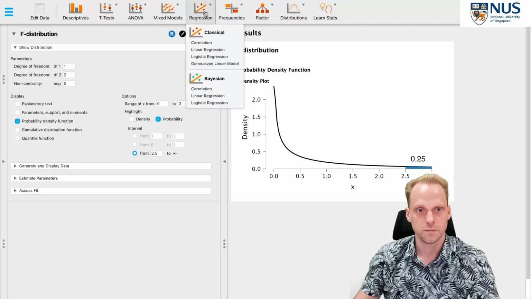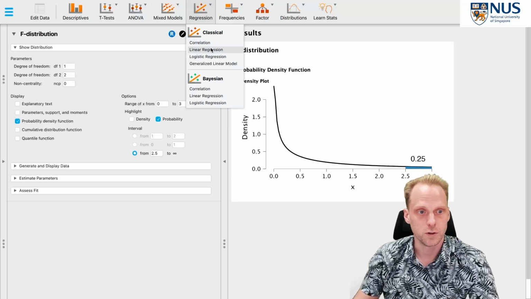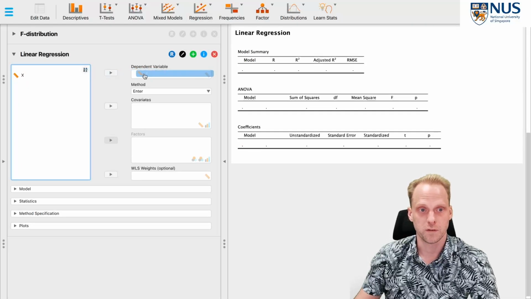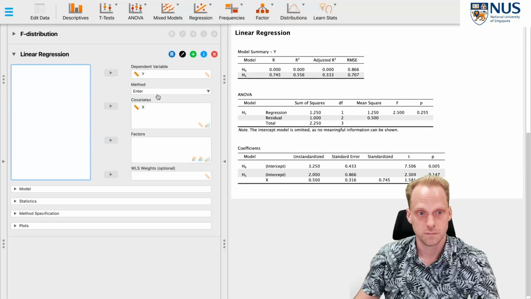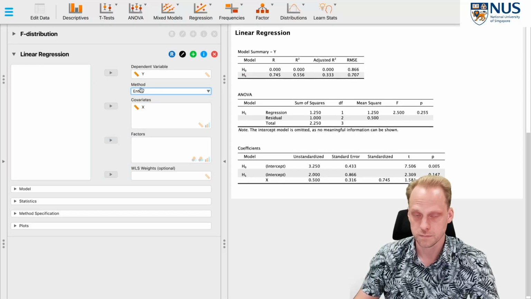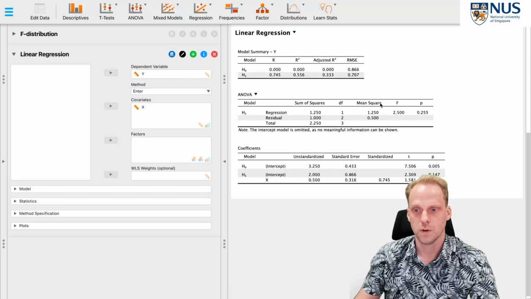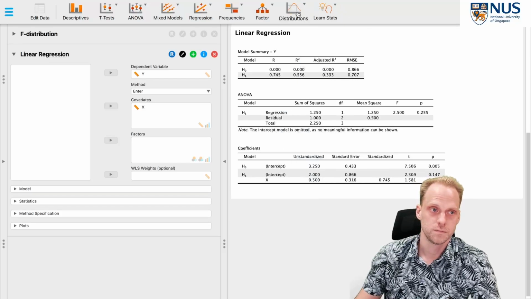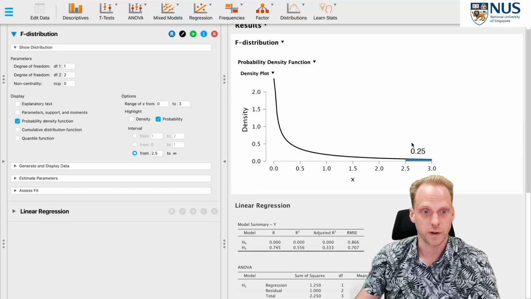So let's also look, if you actually do the regression analysis, which is what you would do instead of this, because you don't usually compute this by hand. Let's do linear regression. The dependent variable y and the covariate x. Method here we leave on enter, and we get a lot of information here. We get a p-value of 0.25, in this case 0.255. Let's see here, it says 0.25. There's probably a rounding error there.